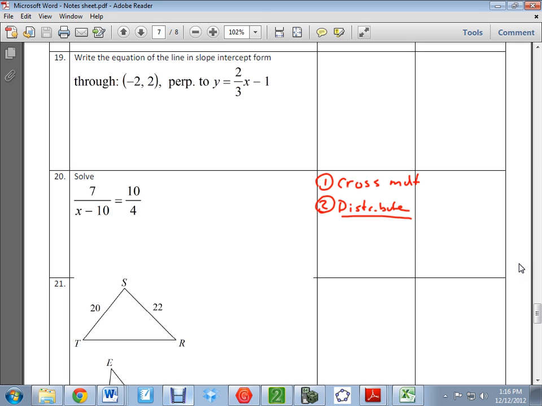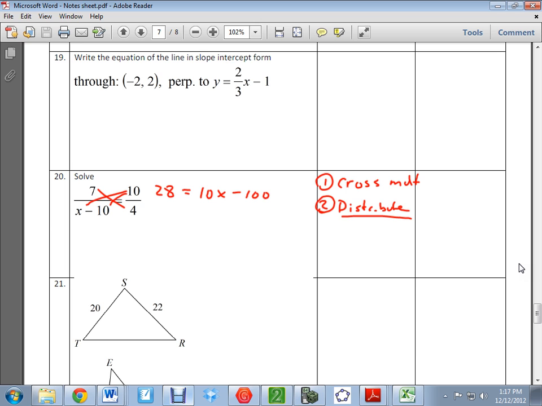Distributing is a very important process in this. If I'm going to distribute this, first I would multiply 7 times 4 to get 28 is equal to, this is the one where you have to distribute. Make sure that you multiply the 10 times the x and the 10. So that's going to be 10x minus 100. Make sure that you distribute to that 10 as well. It has to multiply by both things.